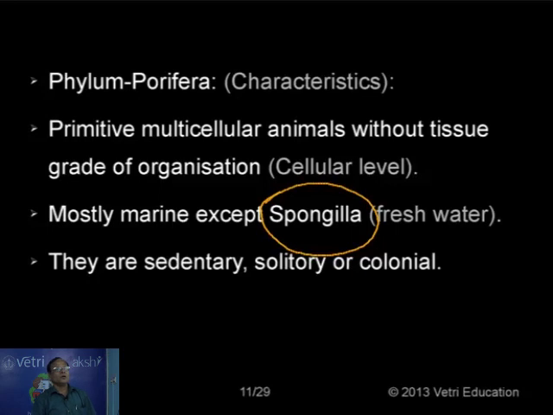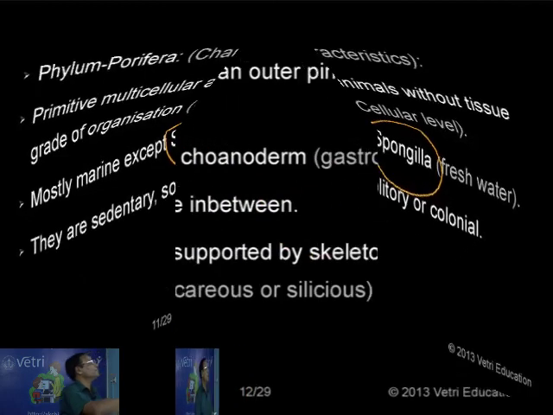Normally almost all the animals are sedentary, attached forms, not at all looking like animals. Some of them are solitary and some are colonial, living singly or in groups. So Spongilla is the only freshwater sponge and others are marine in nature. Let us see the examples one by one.